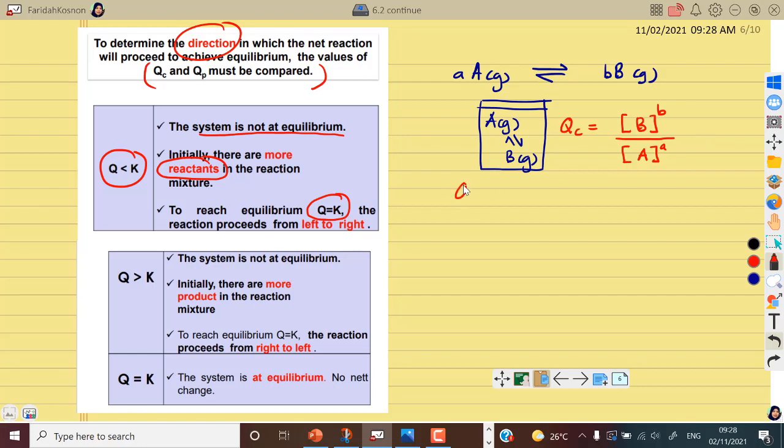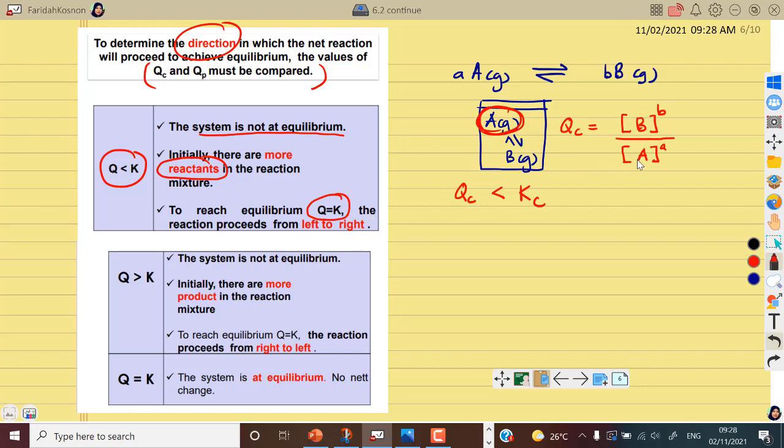Jadi, kalau nilai QC is less than KC, for example, saya gunakan QC dengan KC lah. Itu menunjukkan apa? Dalam sistem ini, pada ketika itu, it contains more reactant. Okay, siapa reactant kat sini? Okay, A. Concentration of A tu sangat tinggi ketika itu. Jadi, the equilibrium position ataupun you nampak kat sini to reach equilibrium, untuk mencapai keseimbangan, the reaction proceeds from left to right.